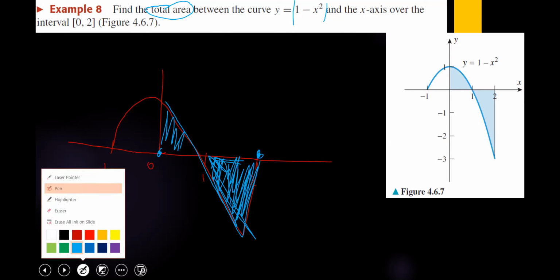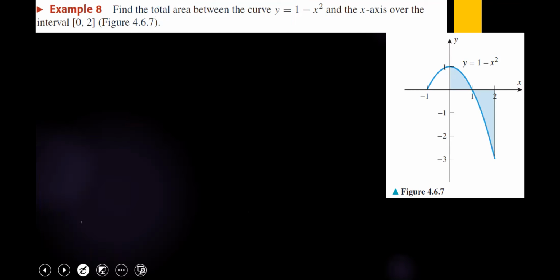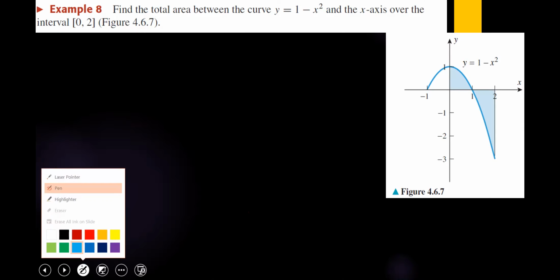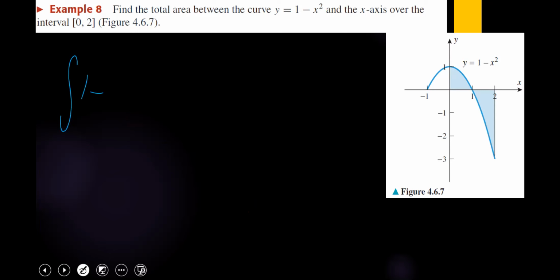Now after that, I want to find the integration of 1 minus x squared from 0 to 2, and I have to put it between the absolute value. Why did I put it? This absolute value works like a piecewise function. That means at point 1 here, as you see, the curve will change.